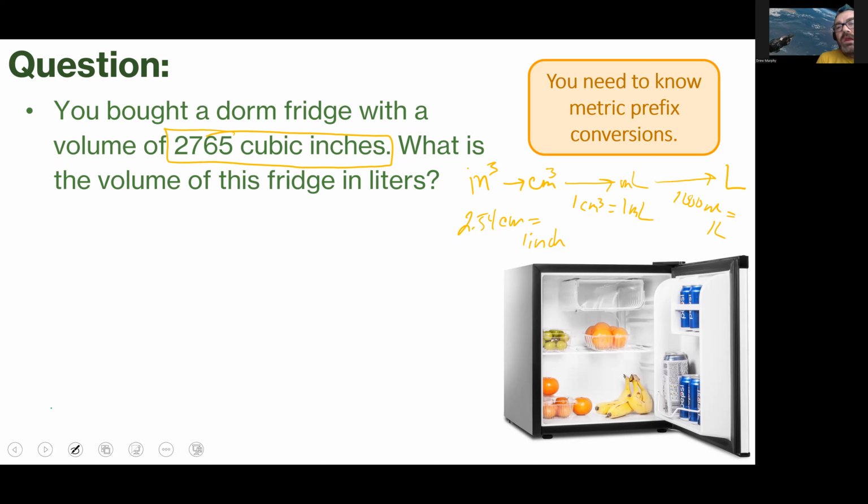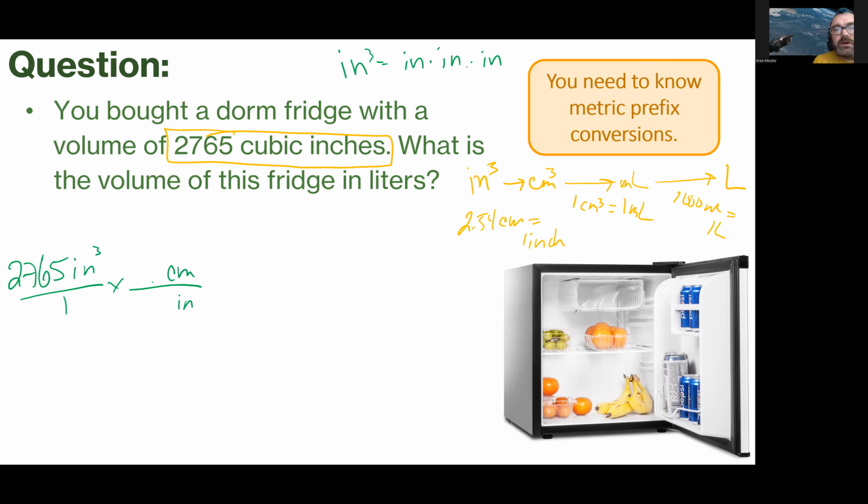Okay, here we go. Inches cubed, so 2,765 inches cubed over 1. All right, now remember what the cube means, right? Inches cubed is inches times inches times inches, okay? There's 3 inches in there. Every one of those inches has to get converted to centimeters, okay? So when we do that, we're going to have inches on the bottom and centimeters on top, and we know it is 2.54 centimeters for 1 inch, okay? Every one of those has to happen.